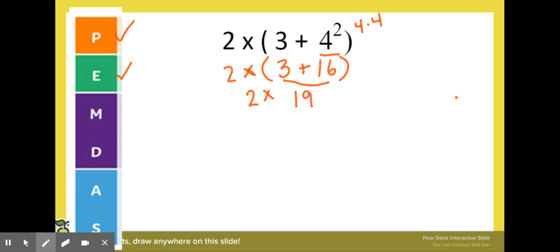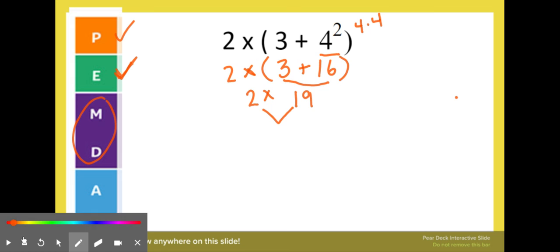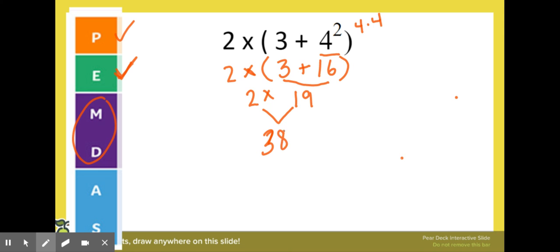I'll check for any other exponents. There's not, so that one is checked off. Multiplication and division would come next, and I only have multiplication. So I'm going to do my 2 times my 19. Writing now. There it goes. Let's see. 38. Now it's working. Okay. And that was some order of operations.